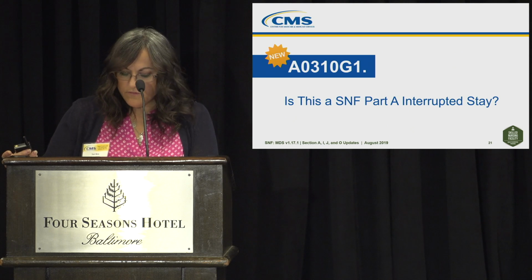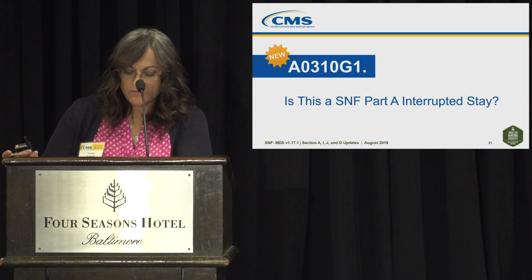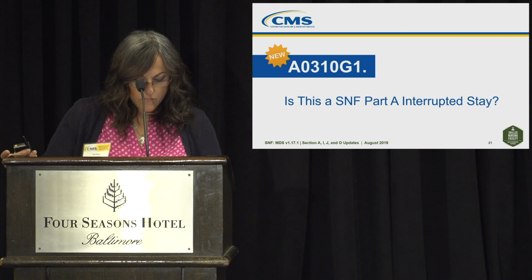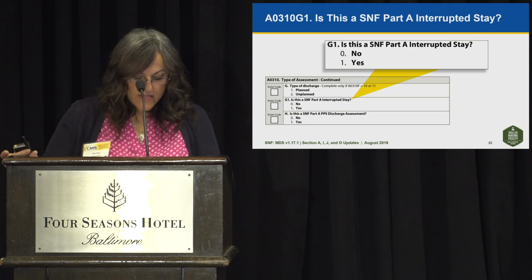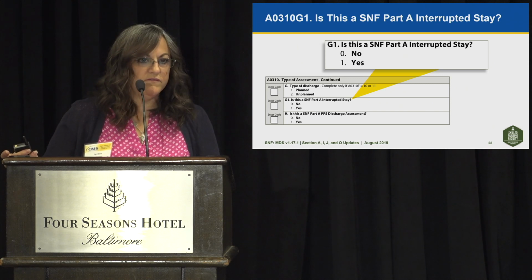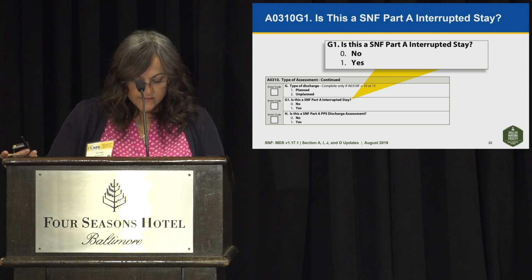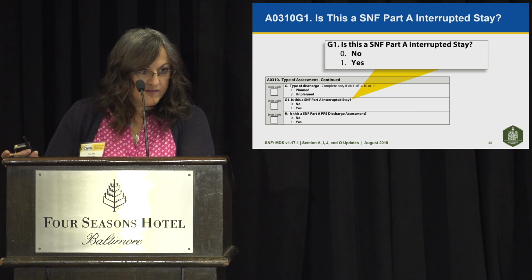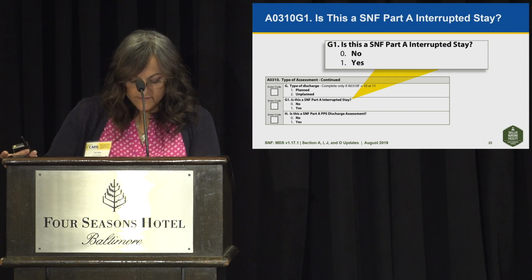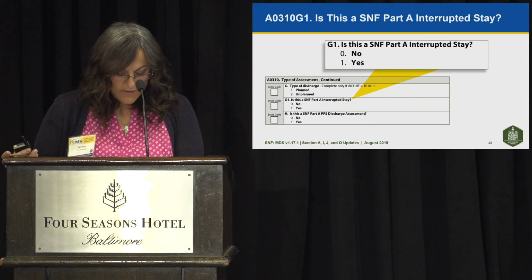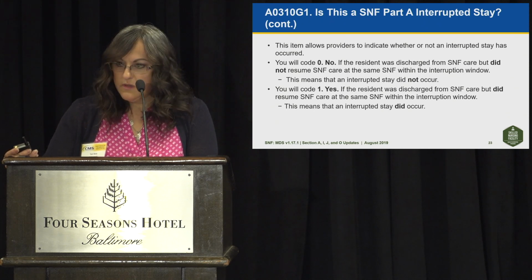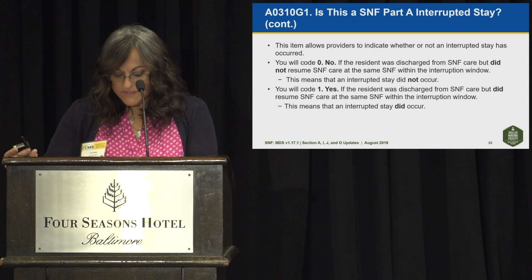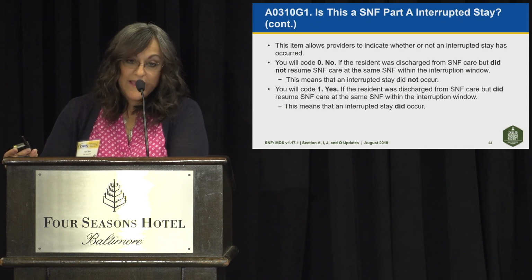So here is the new item for interrupted stay. The item number is A0310G1, and this is associated with the PDPM. Here is a snapshot of that new item, which, as you can see, again, is a very simple item, yes, no response. You'll see this item on the comprehensive for an entry, quarterly and PPS assessments, nursing home and swing bed, and the OBRA discharge. In this item, you'll indicate whether or not an interrupted stay has occurred. You're going to code 0, no, if an interrupted stay did not occur, and code 1, yes, if an interrupted stay did occur.